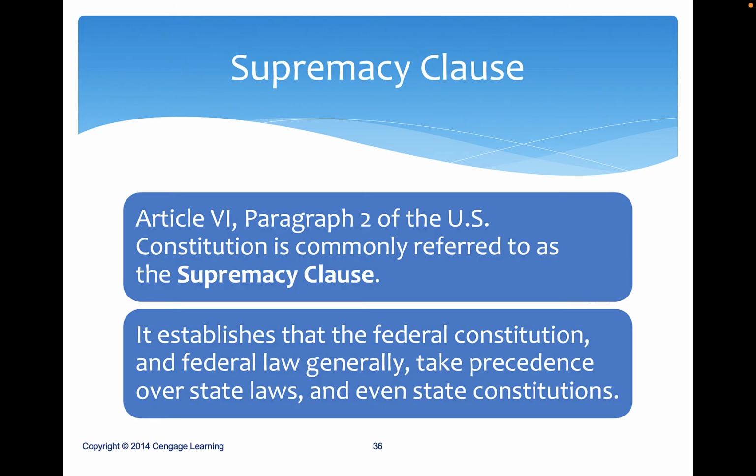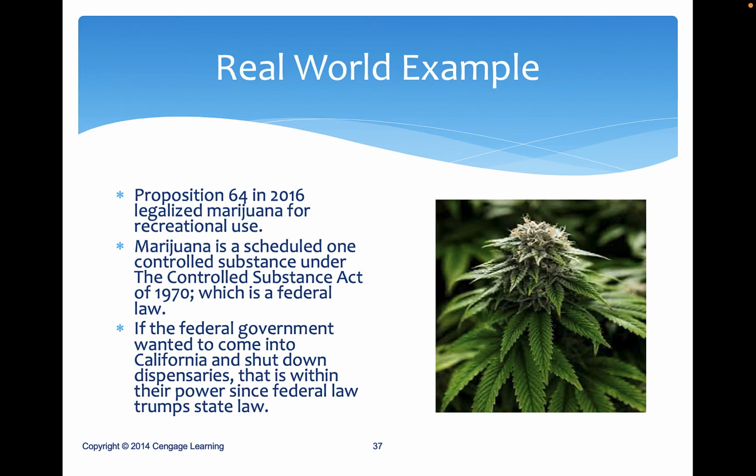So Article 6, Paragraph 2 of the U.S. Constitution is referred to as the Supremacy Clause. It establishes that the federal Constitution and federal laws generally take precedence over state laws, and even state constitutions.